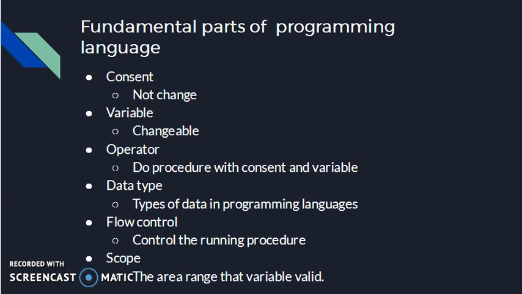Next, we will start to learn 6 fundamental parts of programming. They are constant, variable, operator, data type, flow control, and scope. Constant is stuff that cannot be changed, for example, gender. Variable is stuff that will change, for example, age. Operator is doing procedures with constants and variables, for example, add, plus, and times. The following 3 types will be explained in the next slides.